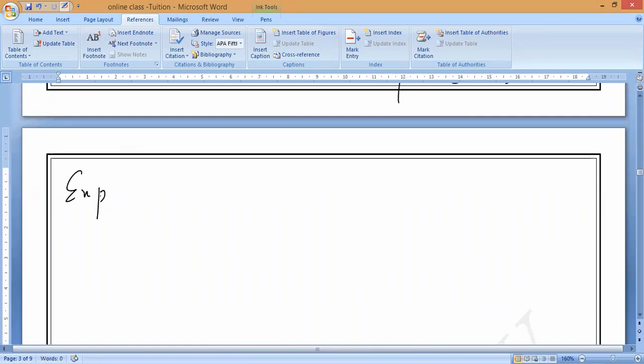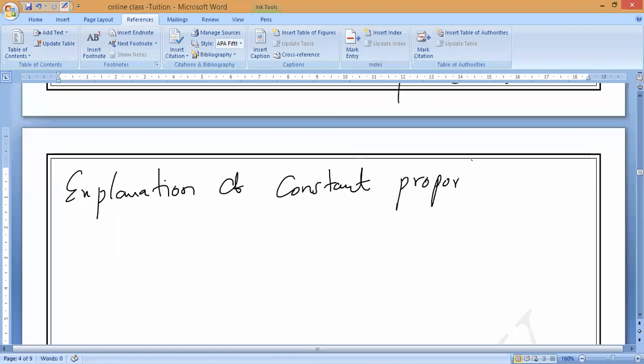Next one, the explanation of the second law. This explanation is from where? From Dalton's atomic theory. Understand? Explanation of constant proportions. Constant proportions, or definite proportion, or fixed proportion.